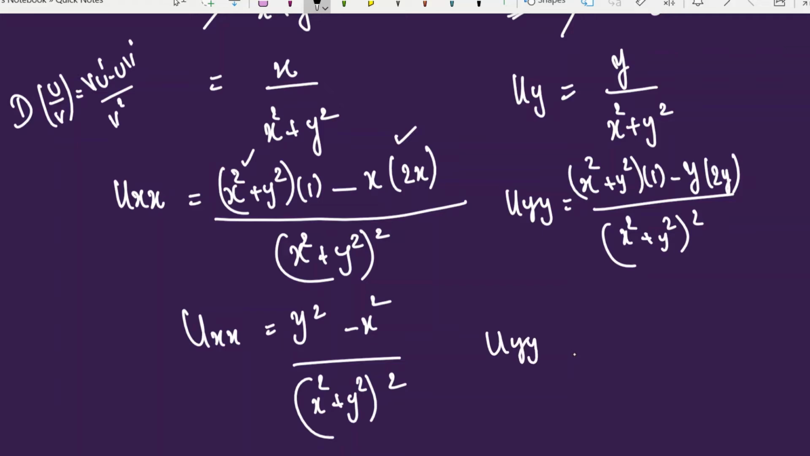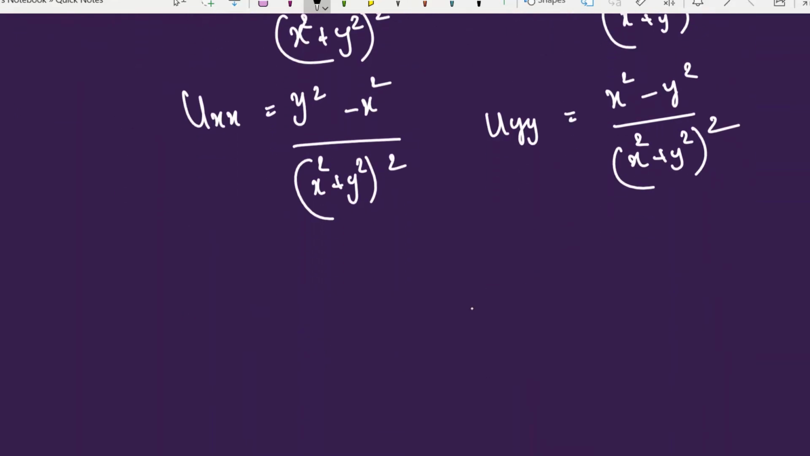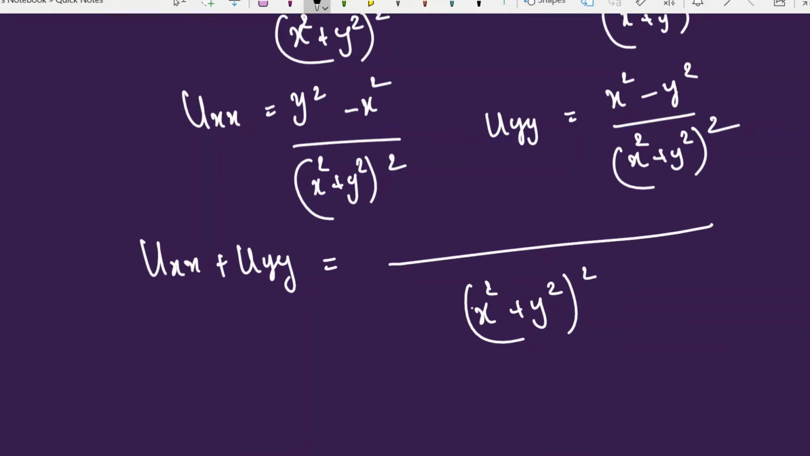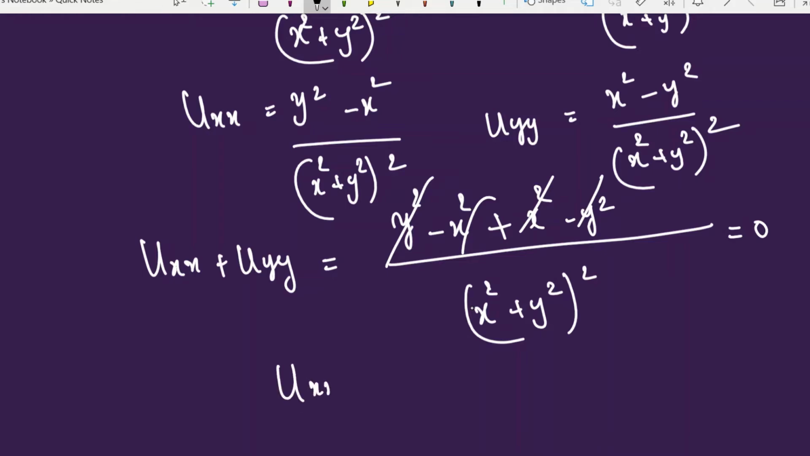So u double y value is x square plus y square minus 2 times y square, which is minus y square, divided by x square plus y square the whole square. Now adding these two terms, what will happen? u double x plus u double y equals, the denominator is the same, x square plus y square whole square, so you can add the numerators alone: y square minus x square minus y square, all the terms get cancelled in the numerator, so it becomes 0. Now the Laplace equation is verified for the function u, which implies that u is harmonic.